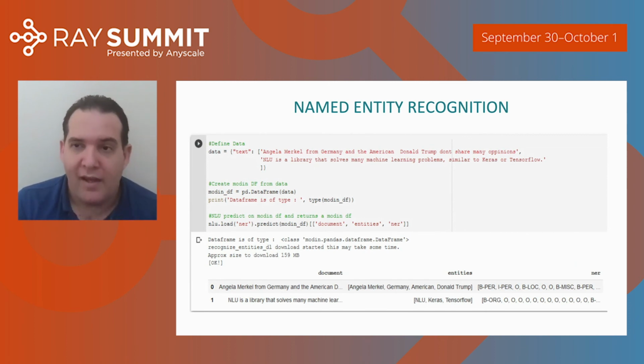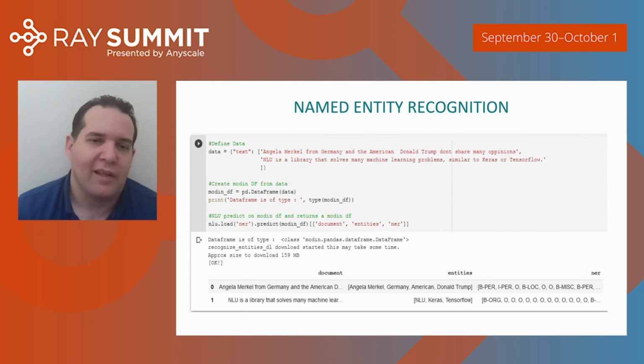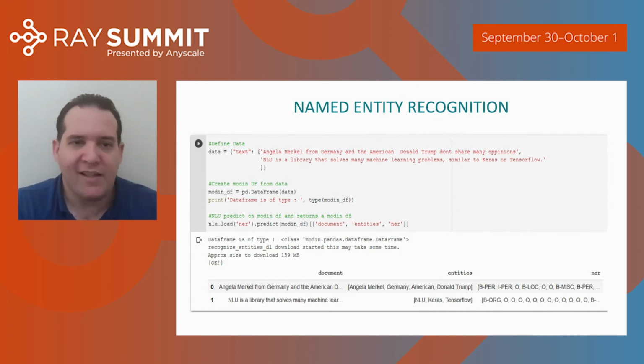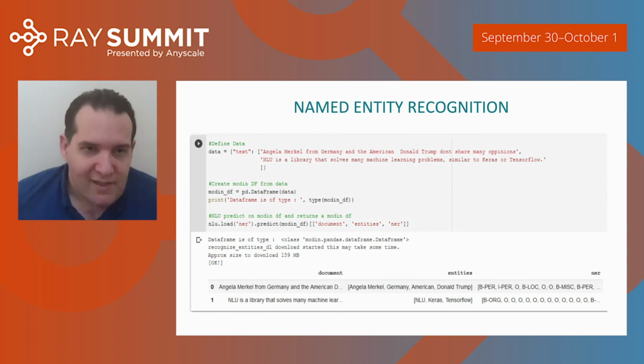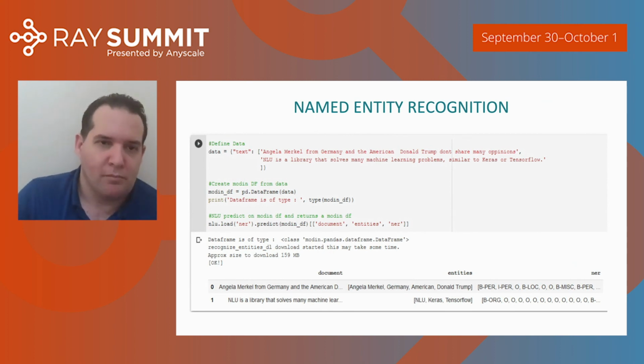Spark NLP, and hence the NLU library, come with a set of pre-trained NER models for quite a few languages. Here we're going to use the one in English. And here's how the code looks. We define the data, basically a table with just one column, text, and 2 rows. We create a modeling data frame: modeling DF equals PD data frame data.